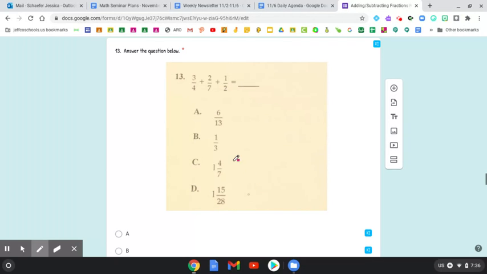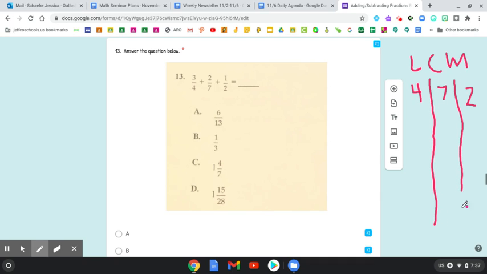Okay, number 13, again, I can do an LCM, but I'm going to use all 3 numbers. So I'm going to do it for 4, for 7, and for 2. Fours are going to go 4, 8, 12, 16. Nothing I have is working with 7 yet, so I'm going to keep going. 20, 24, 28. 28 works with 7s. 7s go 7, 14, 21, 28.